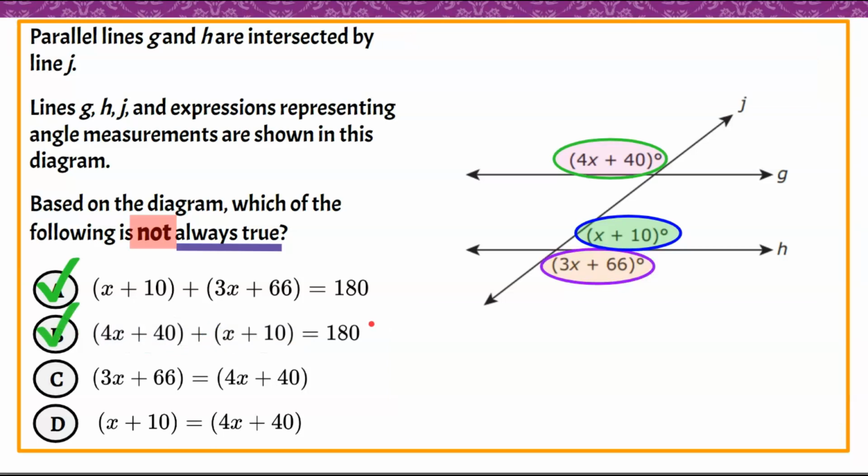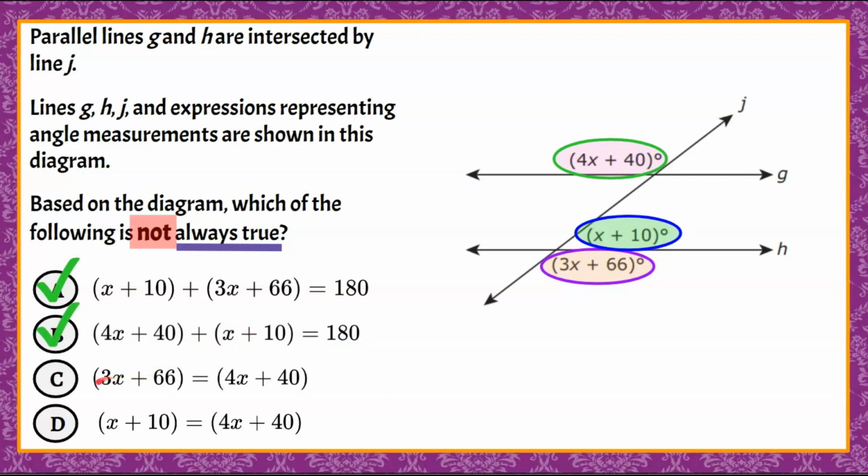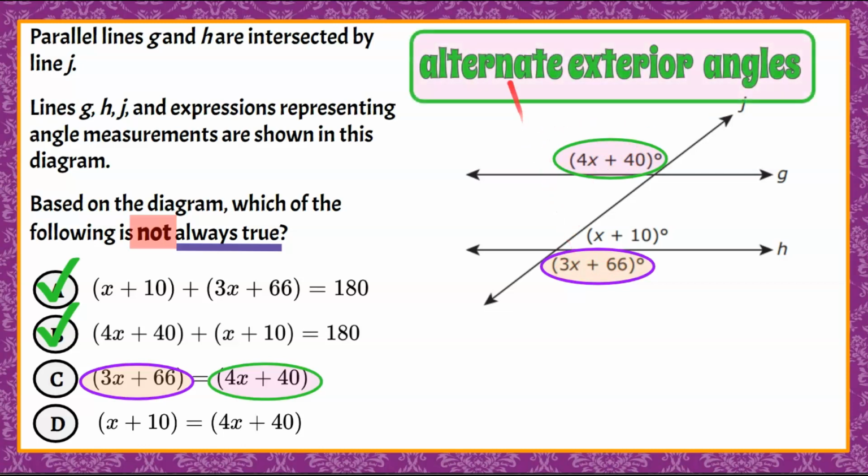All right, let's clear our workspace and go back to C. We have 3x plus 66, and the statement is that it equals 4x plus 40. So we're talking about this purple and orange and the pink and green. So they're saying that this is equal to this. Well, when we reviewed part B, we already identified that those are alternate exterior angles, and alternate exterior angles are congruent. So C is also true.